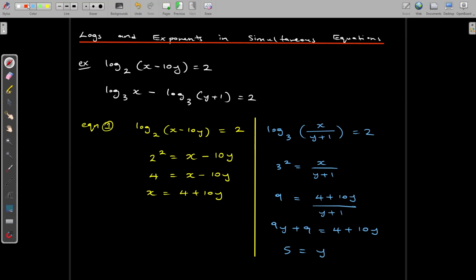So when y is equal to 5, x is equal to 4 plus 10 times 5, equals 54. Is that clear?